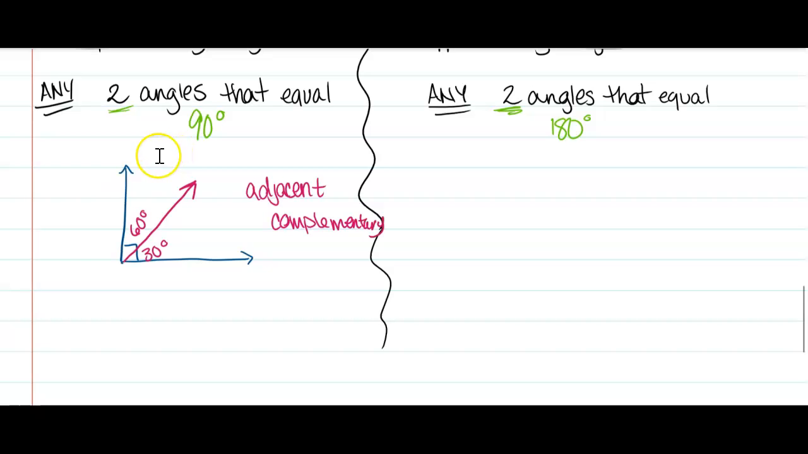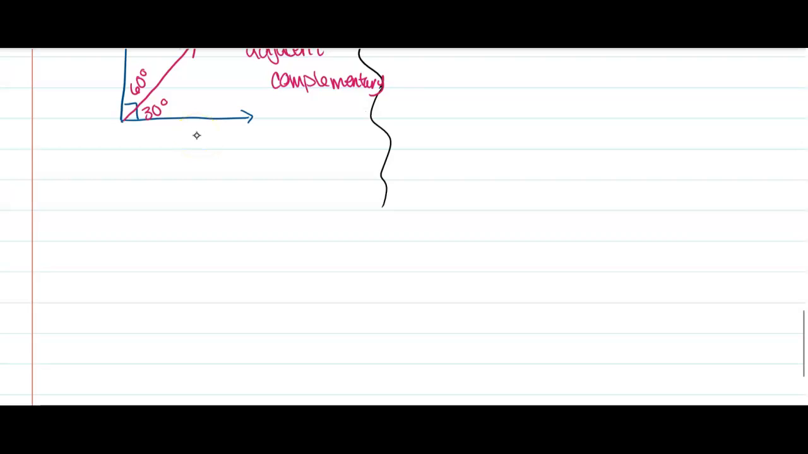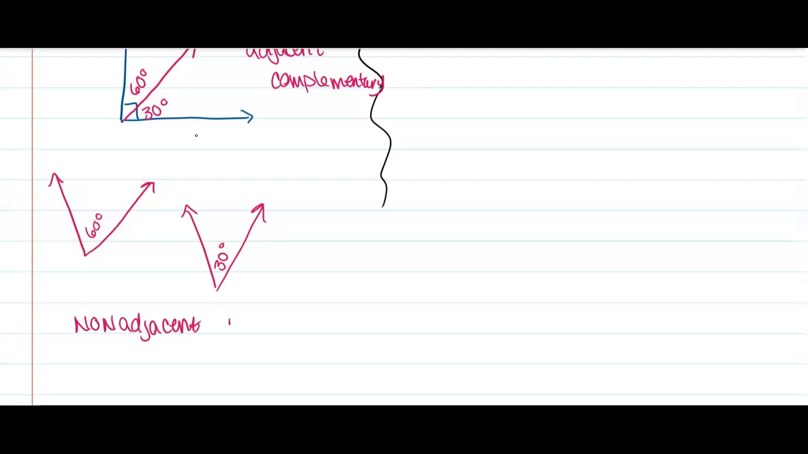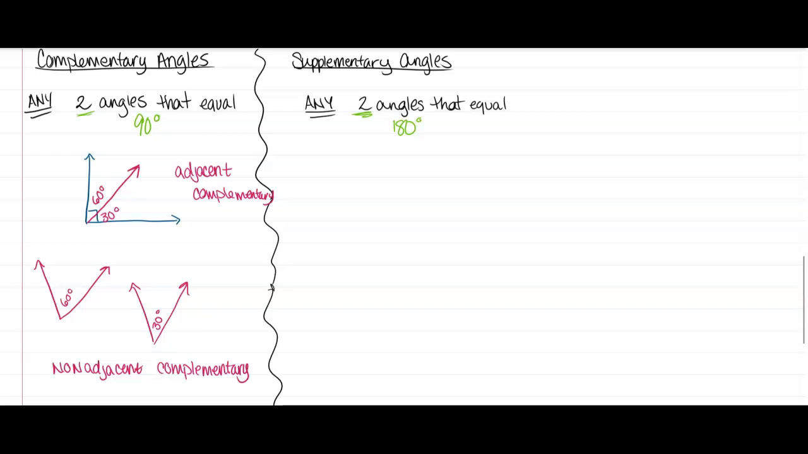Okay, so now let's look at an example of another set of complementary angles. Let's say this is 60 degrees, and again, this one is 30 degrees. They're equal to 90 degrees, but they're not sharing a common side. So these are going to be non-adjacent complementary angles. So remember, it says any two, so they could either be adjacent or they can be non-adjacent.